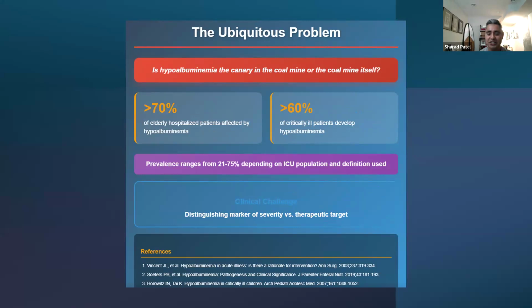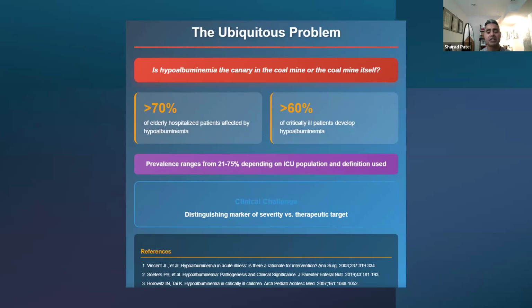Where you use another analogy like the canary in the coal mine. When the canary goes in the coal mine and there are toxic gases in there, the canary will die. But is the coal mine the issue as well? So it's kind of this circular reasoning: when you see low albumin, does it lead to worse outcomes? Or is it the things that lead to worse outcomes leading to the hypoalbuminemia? So this is a really complex question.